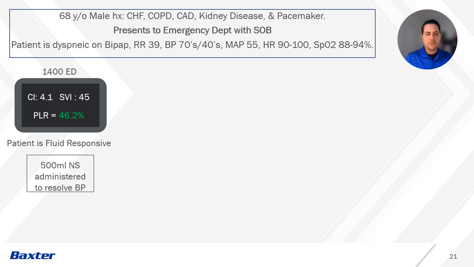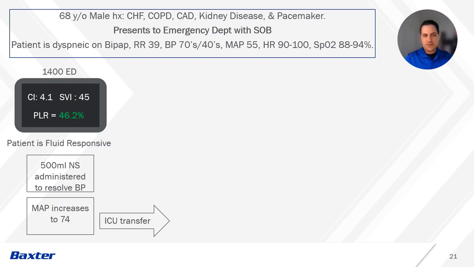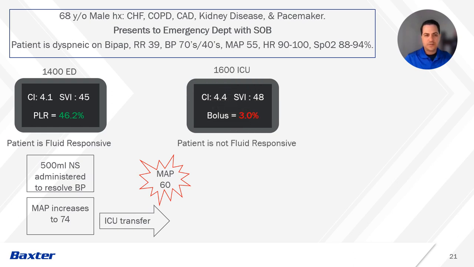So the ED physician wrote an order for 500 mils of normal saline, and the MAP came up. The MAP was initially 55. Now the MAP's 74 after half a liter. So that's great, it worked. Because they're on BiPAP and still don't look that great, the patient got an ICU transfer. So we rolled upstairs, and I followed that patient.